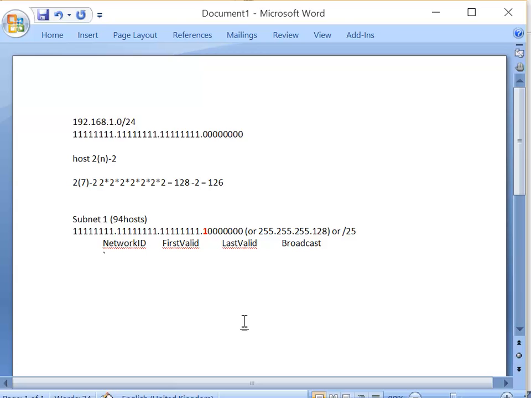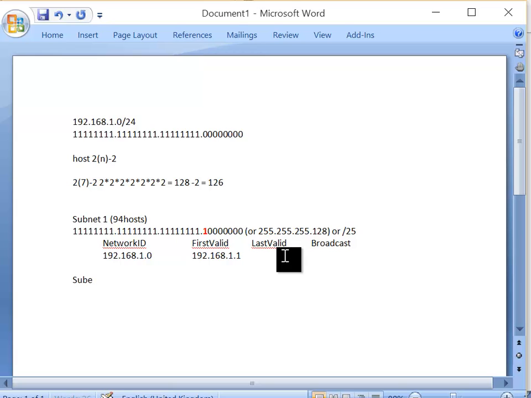Now the network ID starts with what you are given, 192.168.1.0. So the first valid address is 192.168.1.1, the network ID plus 1. To find the last valid address and the broadcast, it's better if you find the next subnet. So it's going to be subnet 2.